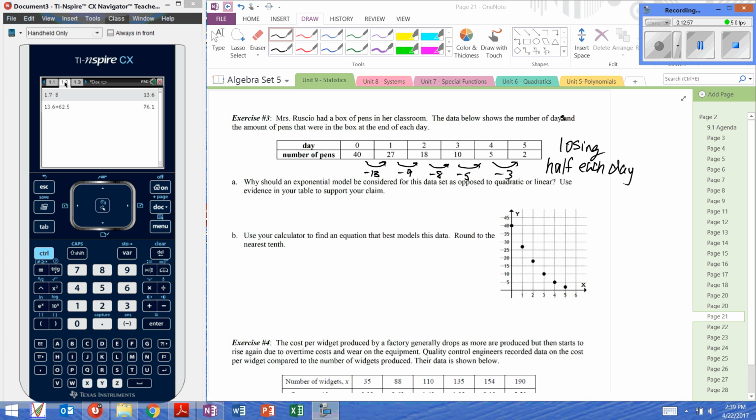So if we go on to A, it says, why should we use an exponential model? So here they're telling us to use the exponential model, and I think I have to agree with them here because we don't have a steady decrease. It's not like it's going down 13 and then going up 1 and then going down maybe 14. It looks like we're losing about half of the pens as every day goes by.